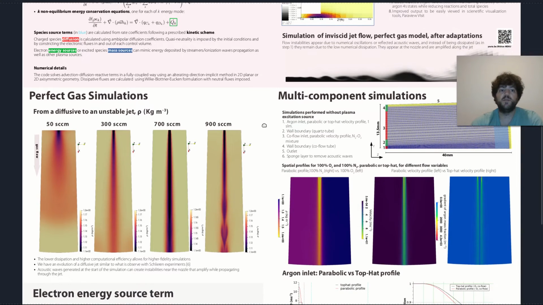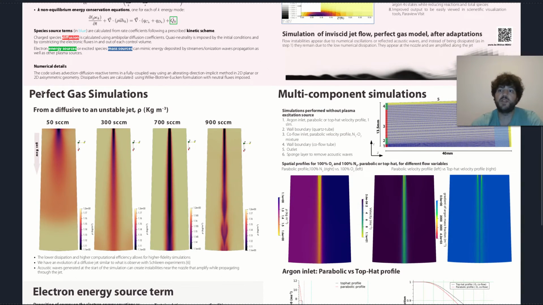After these improvements we did some perfect gas simulations, and we have some results which compare pretty well with our Schlieren experiments. Namely, we have a diffuse jet at a low flow rate, and then when we increase the flow rate we start to have a longer, narrower jet until we have an unstable jet.